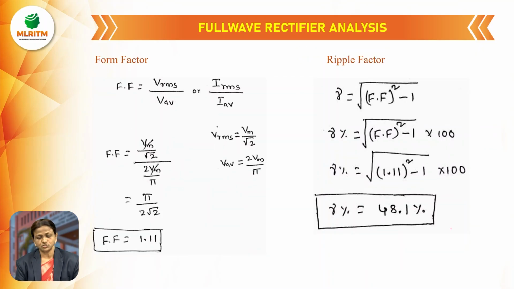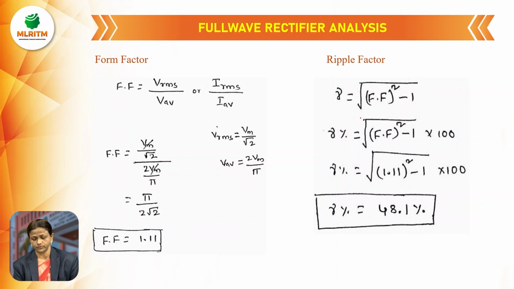Form factor is the ratio of VRMS to V average value. Now substitute VRMS and V average in this formula. VRMS is Vm by root 2. What is the V average or VDC value for the full-wave rectifier? 2Vm by π. These two values are already calculated. So Vm by root 2 divided by 2Vm by π. Vm gets cancelled. Now it becomes π by 2 root 2. That value equals 1.11. Form factor equals 1.11.